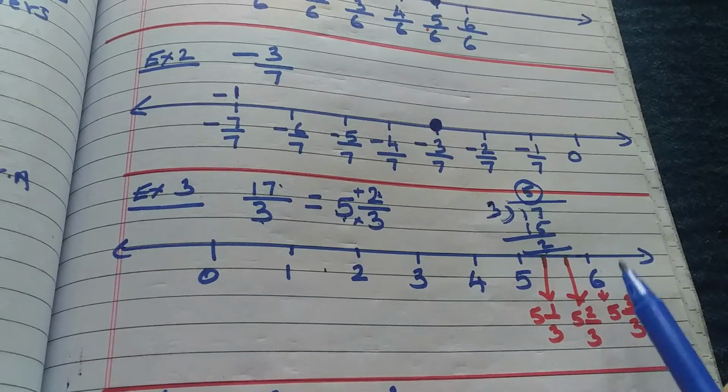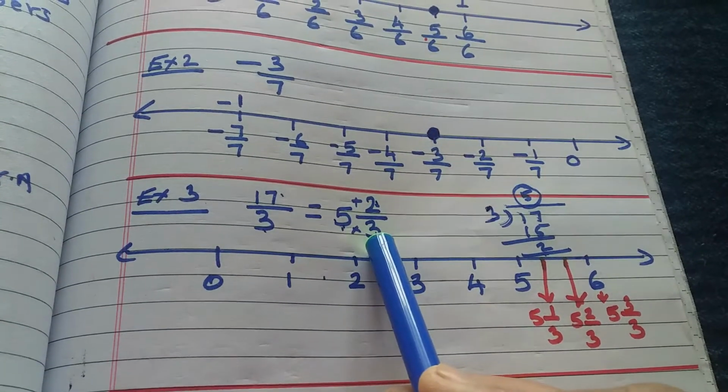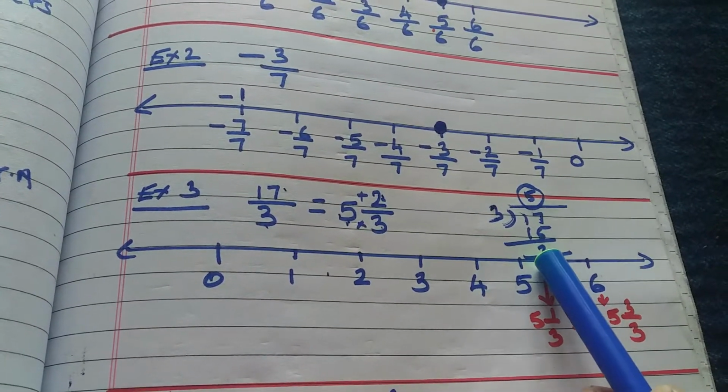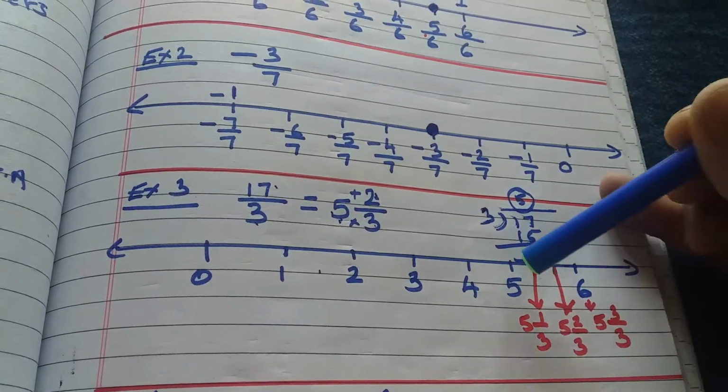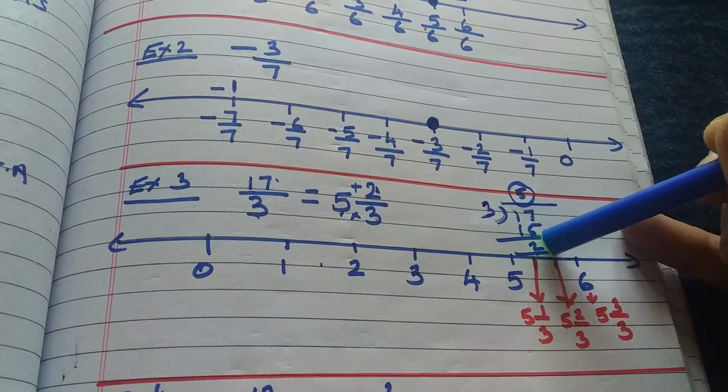So between 5 and 6, we have to divide that portion into 3. Look at this denominator 3. We have to divide into 3 parts. If you put just 2 lines, it will be divided into 3 parts. See, this gap is 1, 2, 3. You mark 2 lines, you get 3 portions.